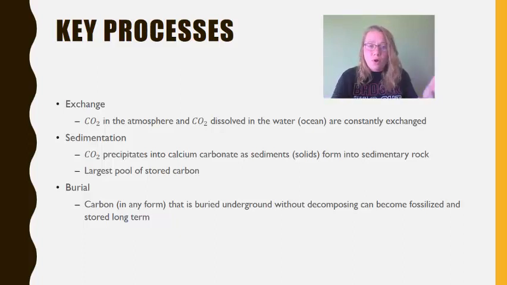Now, carbon in any form, particularly in sedimentary rock or in partially broken down tissues from plants or animals, if it's buried underground and not able to fully decompose and is put in that anaerobic type environment, it can become fossilized, and that fossilized carbon is able to be stored again for a very long period of time.